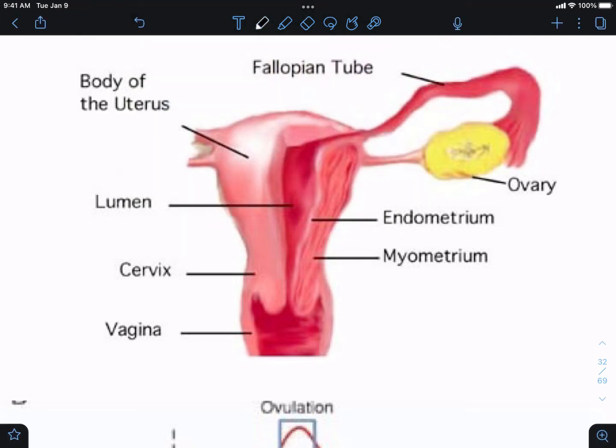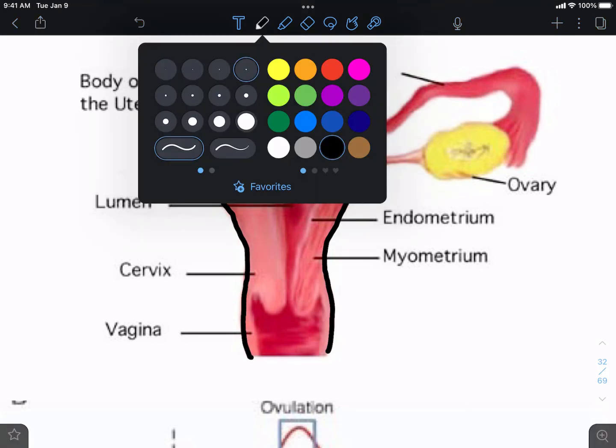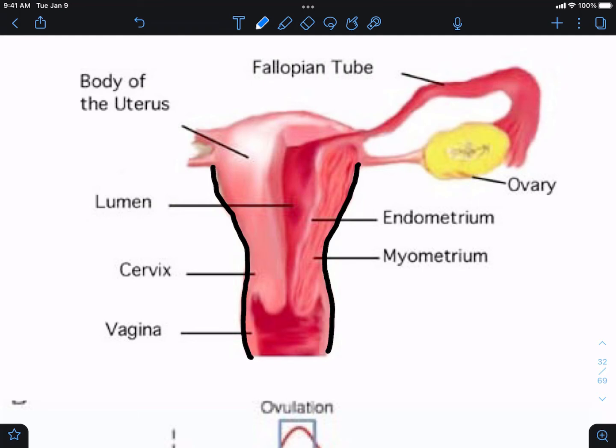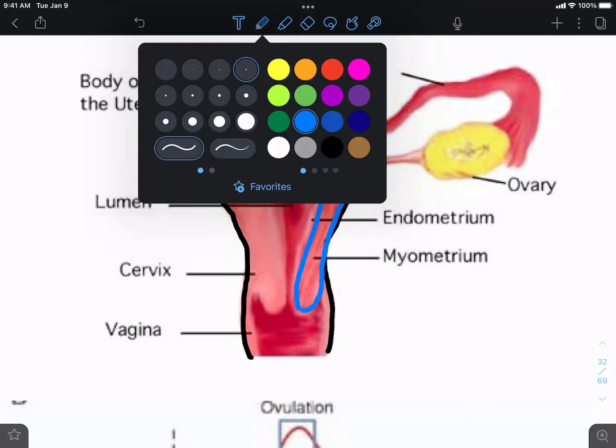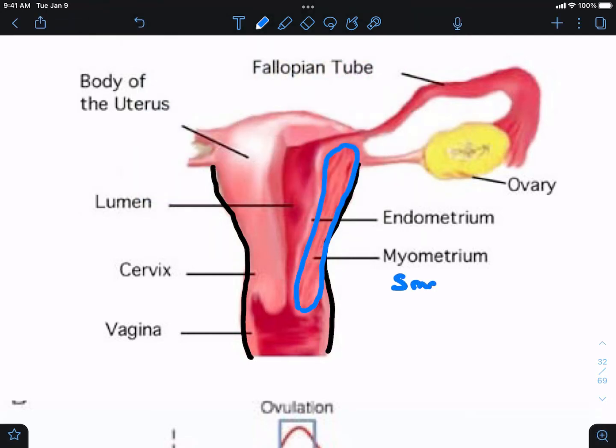We have a strong outer layer, of course, as shown here. But if we dive deeper, this portion right here, I will highlight it in blue, is what is known as the myometrium, and it is composed of smooth muscle. That smooth muscle is quite powerful, enough to force a baby out of the uterus during childbirth.